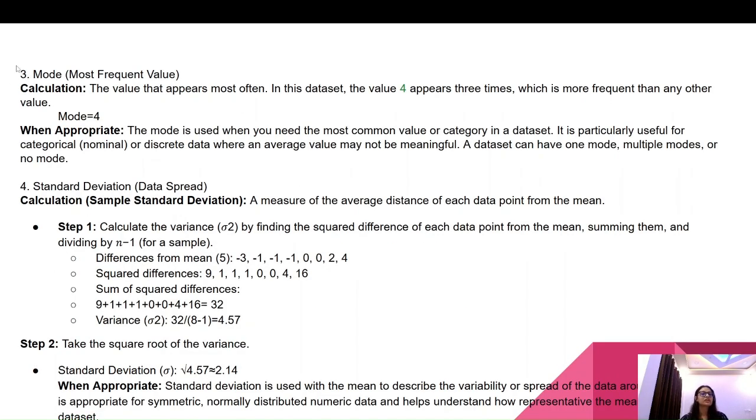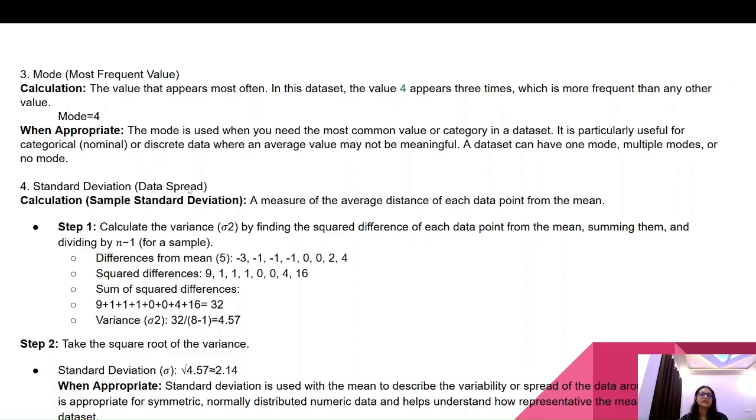Third, mode, the most frequent value. The value that appears most often in this data set, the number 4, appears 3 times, which is more frequent than any other number. That is, the mode is 4. When appropriate, the mode is used when you need the most common value or category in a dataset. It is particularly useful for categorical, nominal, or discrete data where an average value may not be meaningful. A dataset can have one mode, multiple modes, or no mode.